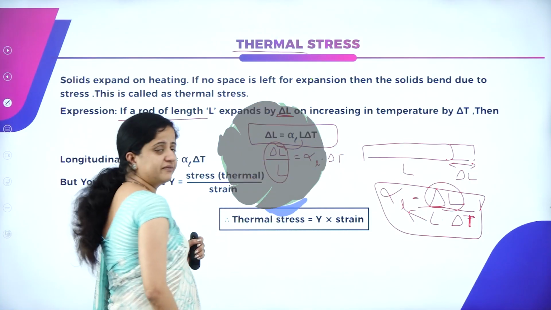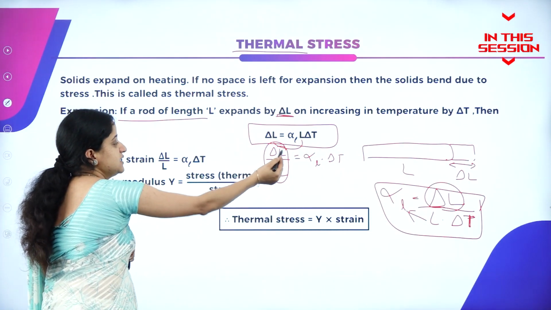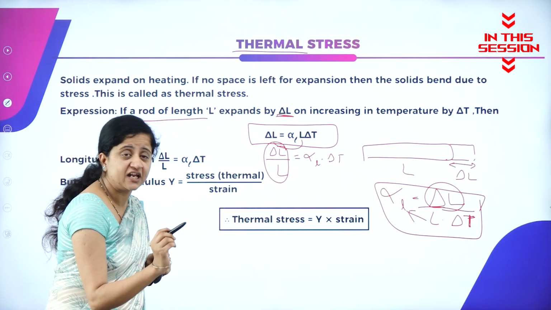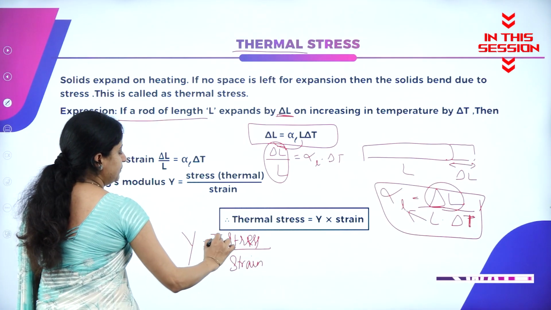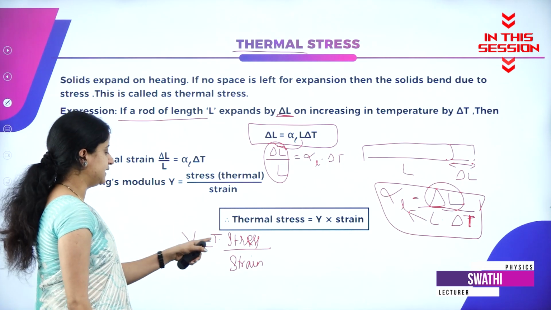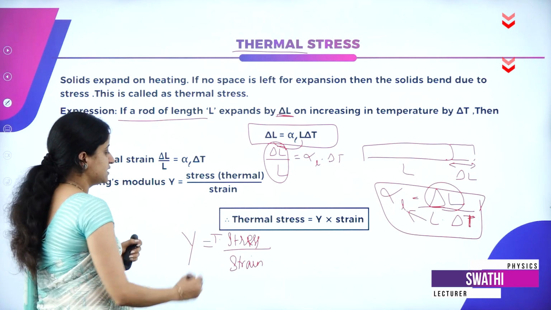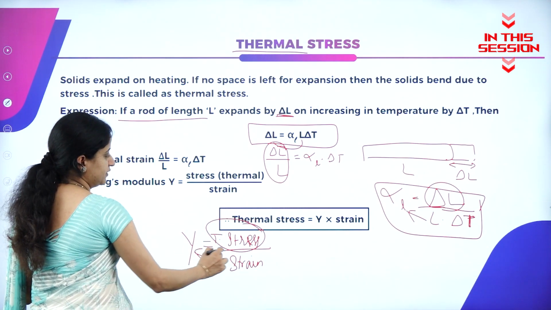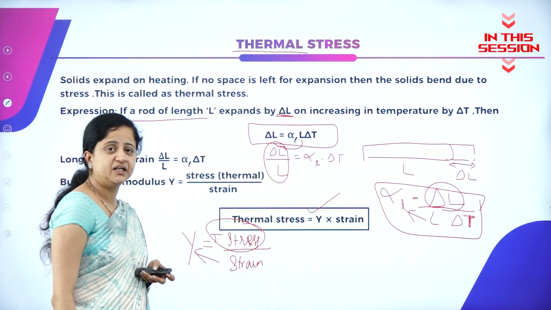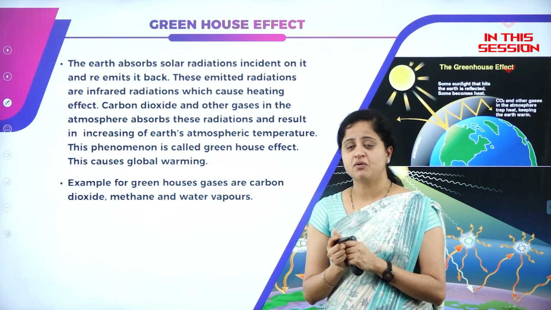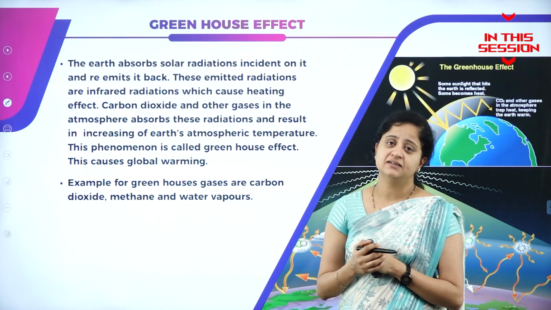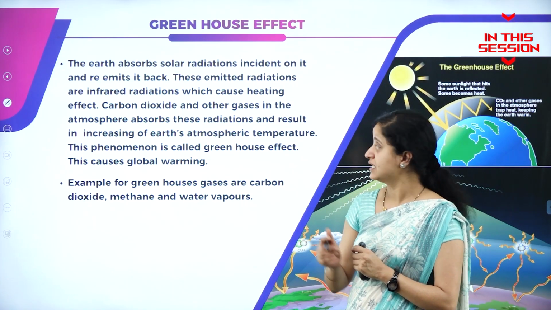What is delta L divided by L? It is nothing but change in length to the original length, which is nothing but the longitudinal strain. The stress is due to temperature and is nothing but T, that is thermal stress. So the expression for thermal stress is nothing but Young's modulus into strain, that is Y into strain. Radiations absorbed by the earth will be re-emitted back, and these emitted radiations are nothing but the infrared radiations.